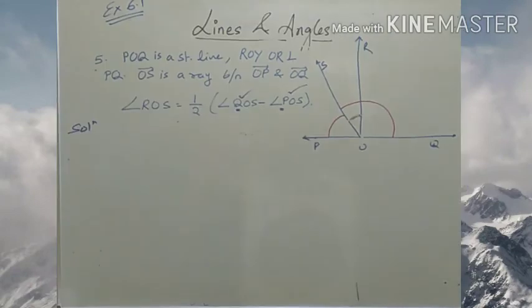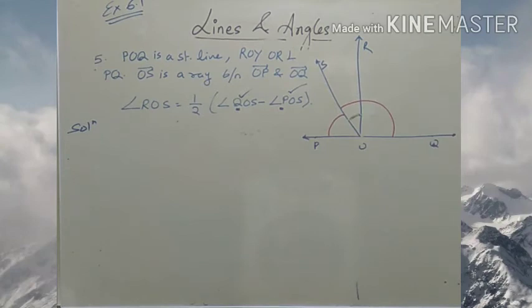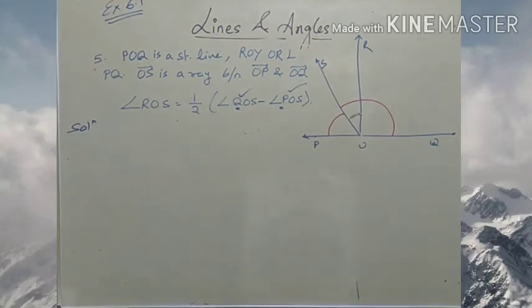Now in the question number 5, POQ is a straight line and ray OR is perpendicular to PQ. OS is another ray between OP and OQ. What we have to prove that angle ROS is equal to half of angle QOS minus POS.